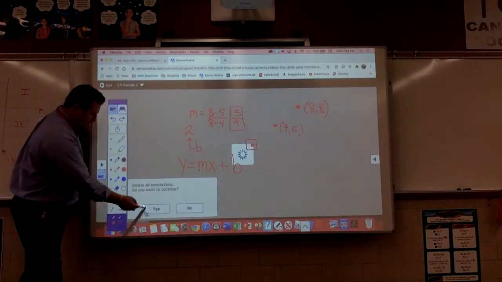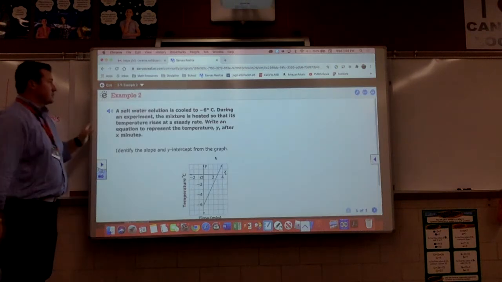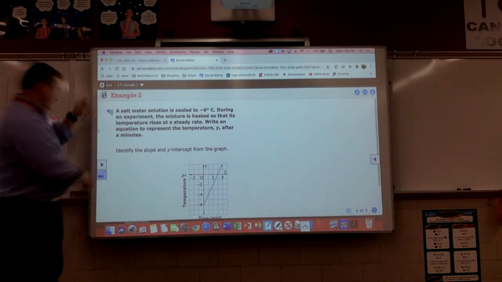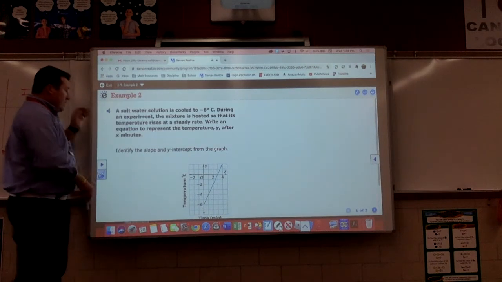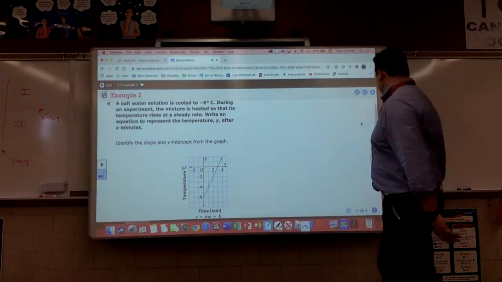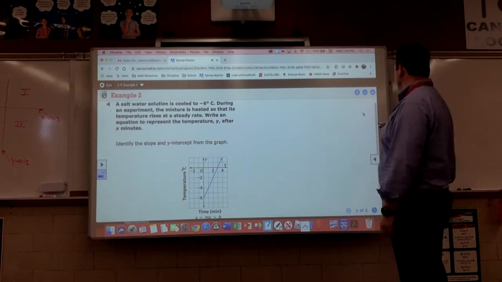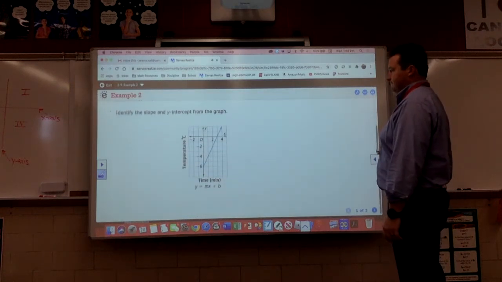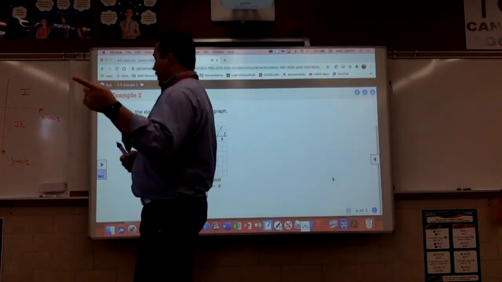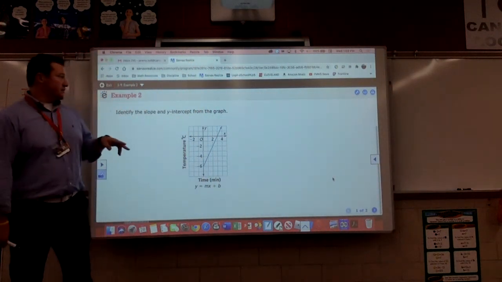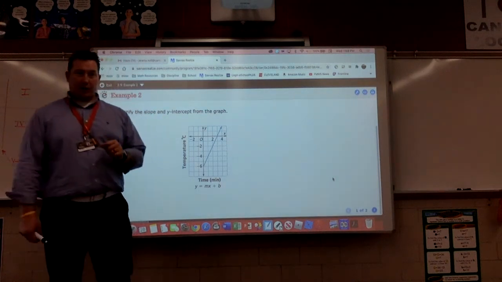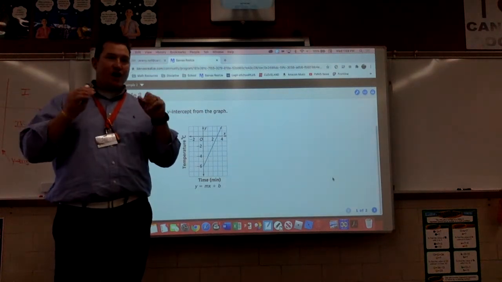Let's go ahead and look at example number 2. A saltwater solution is cooled to -6 degrees Celsius. Brr. During an experiment, the mixture is heated so that its temperature rises at a steady rate. Write an equation to represent the temperature Y after X minutes. Again, people, we got to do 2 things. Then we can write it. Identify the slope, identify the y-intercept from a graph. We've done this before. I know we can do it.